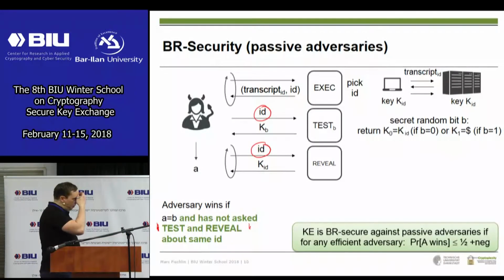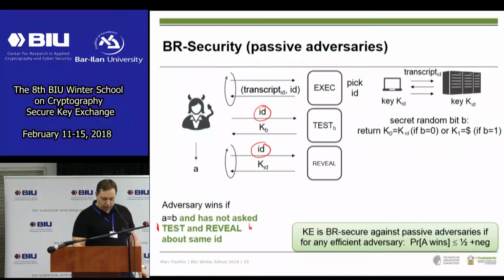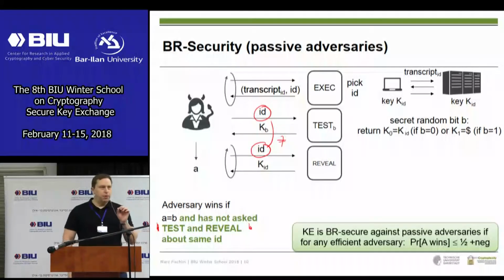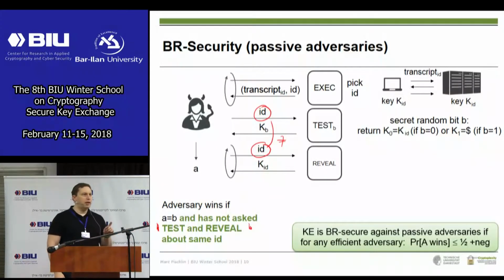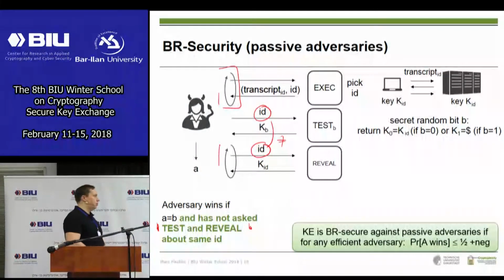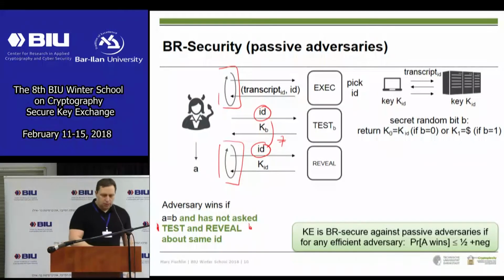Okay, so we need to add something, and this means the requirement here is the following, the one down here. The stipulation is that the adversary only wins if it, A, predicts the bit b correctly, and B, does not make a test and reveal on the same execution. Every identity asked here must be distinct from the identity asked in the test session. So this means this attack is no longer allowed.